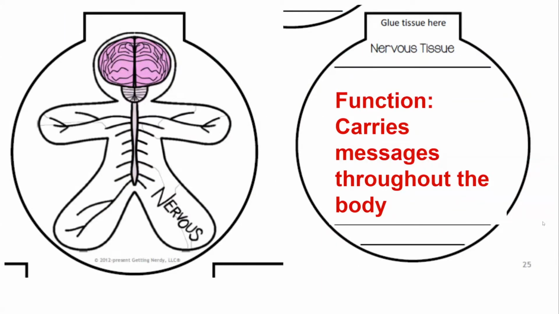Then we have nervous tissue. So this is going to be part of your nervous system. This includes your brain and all of your nerves that go throughout your body. And they are basically carrying messages all throughout your body.